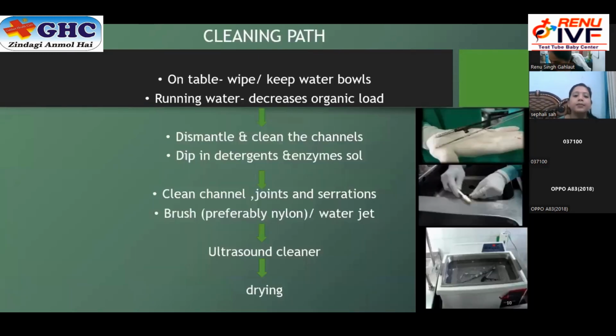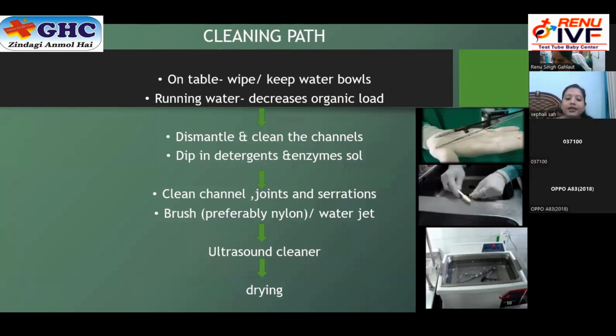Now, what is the cleaning pathway? It consists of on-table cleaning, which I showed you in the video, where he is wiping and keeping the water bowl ready. Running water is the best, which decreases all the organic load. Then dismantle and clean the channel. Dip in the detergent and enzyme solution. Clean the channel, joint and serration. Brush it well or use the water jet, followed by keeping the instrument in the ultrasound cleaner.